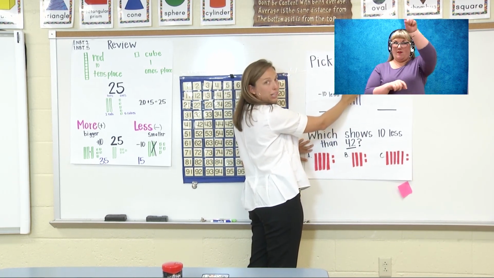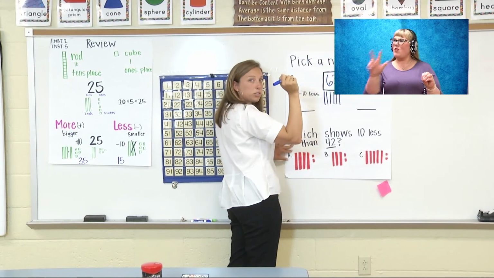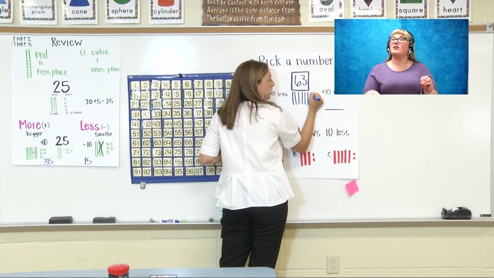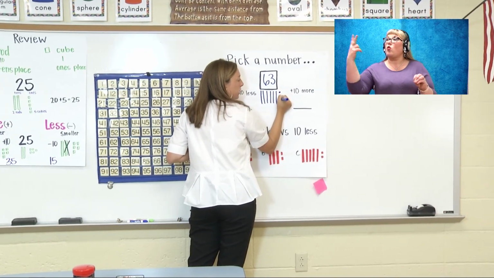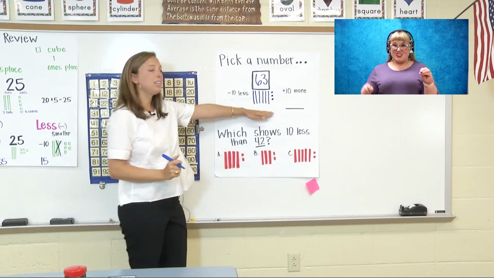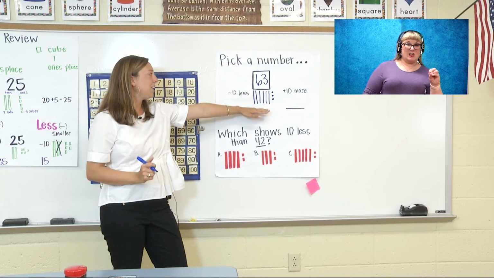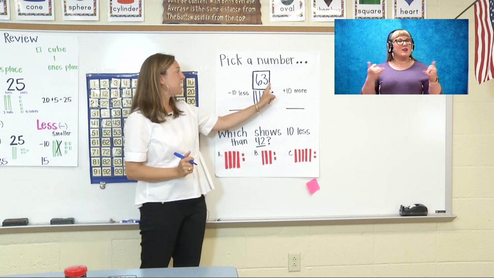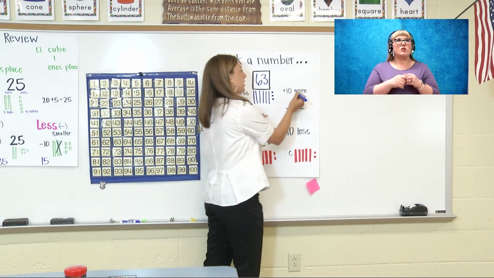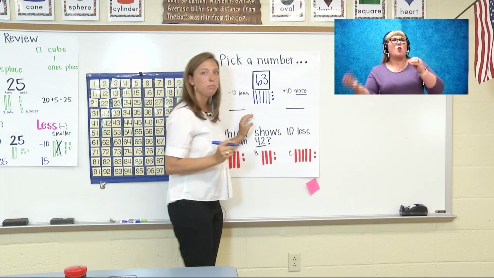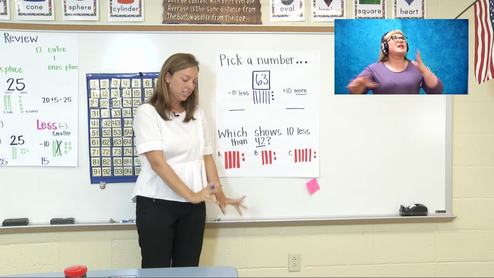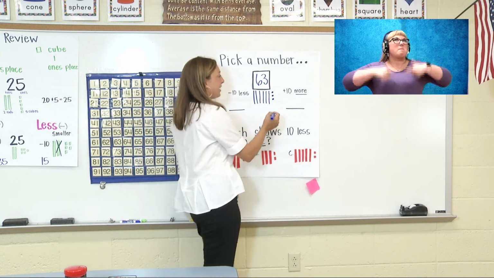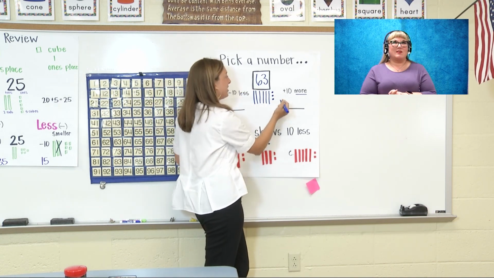Now I have a 3 in the one spot. I'm going to use a circle to represent my cubes. 1, 2, 3. So I have made the number 63. Now I'm going to ask myself, 10 more than 63. The word more means to get bigger or to get smaller? It means to get bigger. If you guessed bigger, kiss your brain.